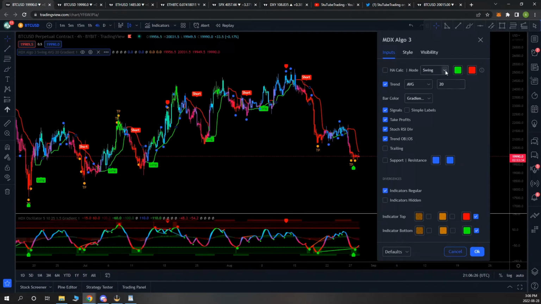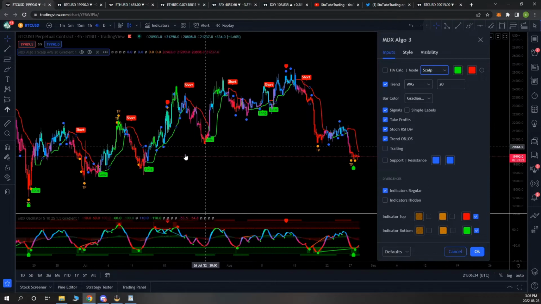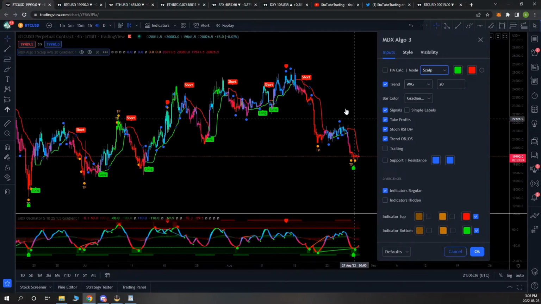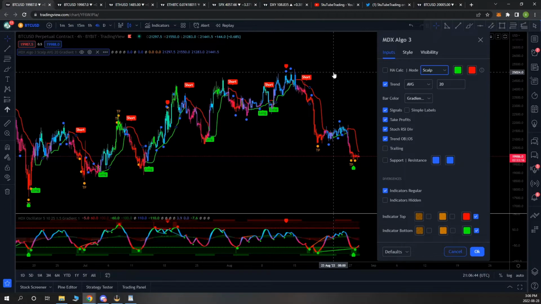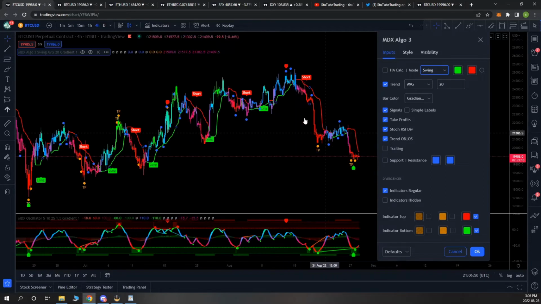And right now I currently have this in swing just to clean things up a little bit. Typically I have this on scalp and it'll actually add a couple of extra long and short signals. Just a little more to it if you can be actively watching the charts and getting in and out of trades quicker. For those of you who don't want to be looking at it quite as much, the swing option is definitely something worth checking out.